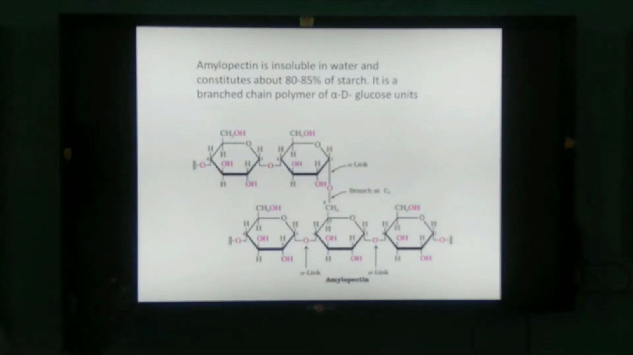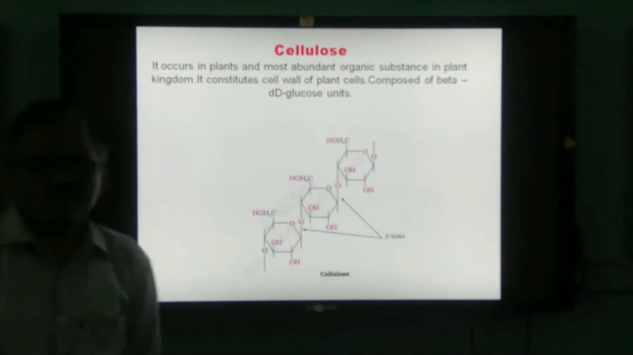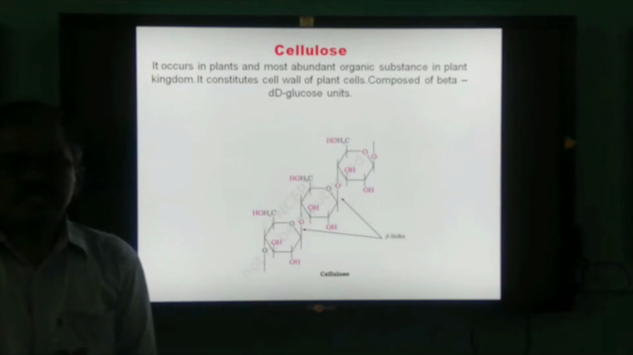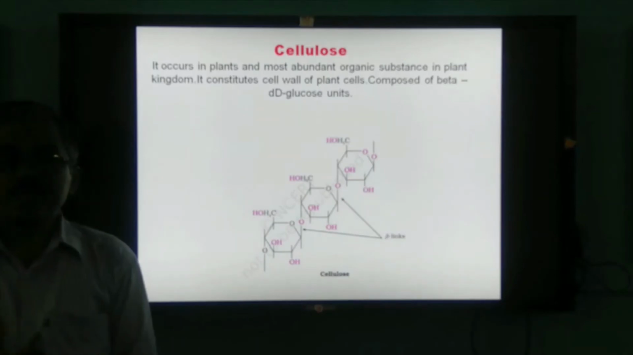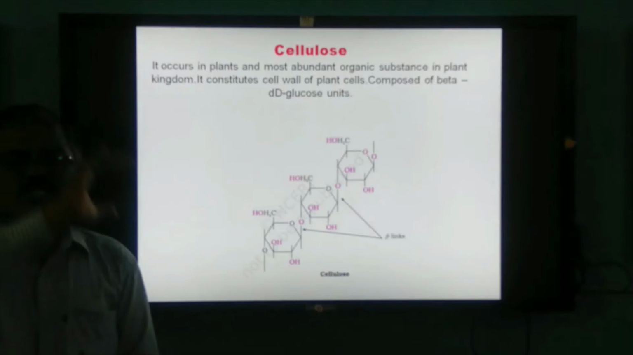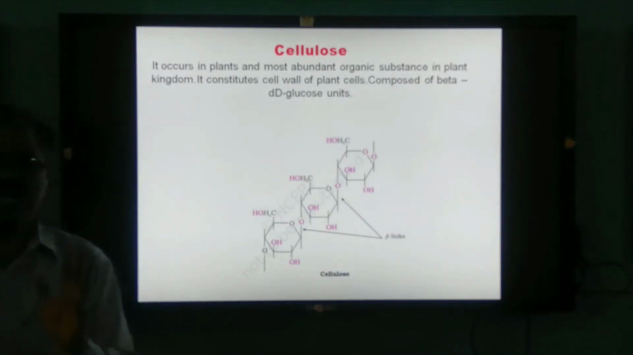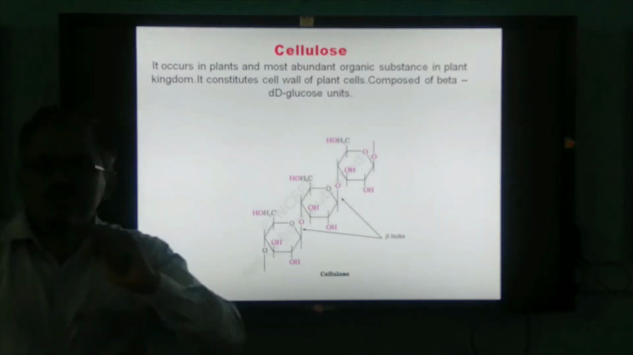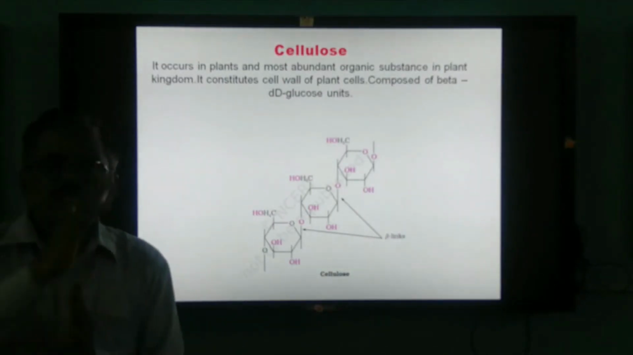Next, this is cellulose. Cellulose is another polysaccharide, which is purely made of beta glucose. It is a polymer of beta glucose. Again, you must know the difference between alpha glucose and beta glucose. These are anomers. So, it is an important question: what are anomers? Why are alpha and beta glucose called anomers? Because they differ in the orientation of H and OH on carbon 1, C1.